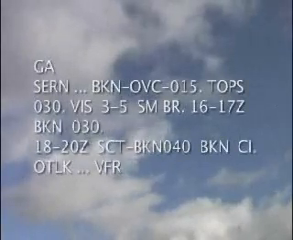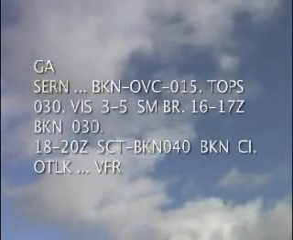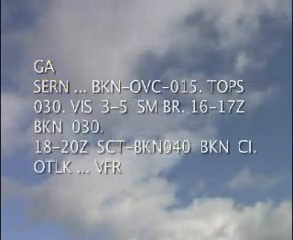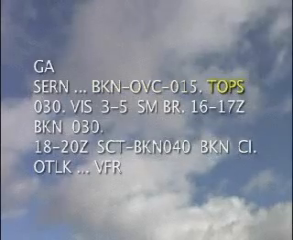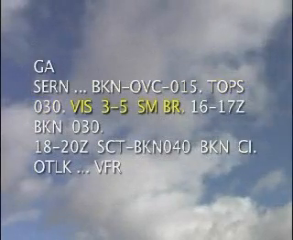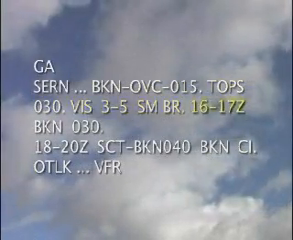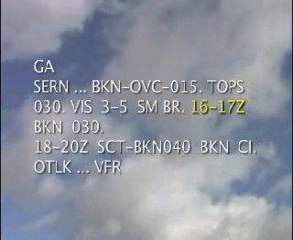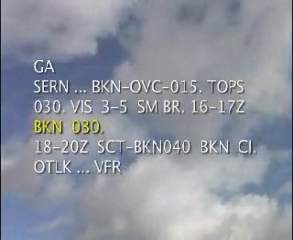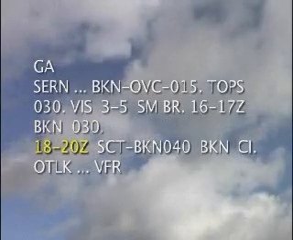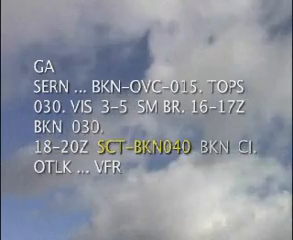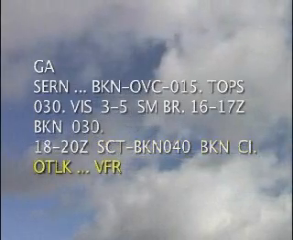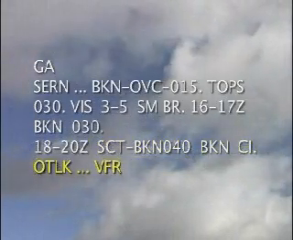Let's break one down. We'll look at southern Georgia where our flight is beginning. First, we're looking at southeastern Georgia where ceilings 1,500 broken to overcast, tops at 3,000. Visibility 3 to 5 miles and mist. Between 16 Zulu and 17 Zulu, ceilings 3,000 broken. Between 18 Zulu and 20 Zulu, 4,000 scattered to broken with broken cirrus above, with the outlook period being VFR.